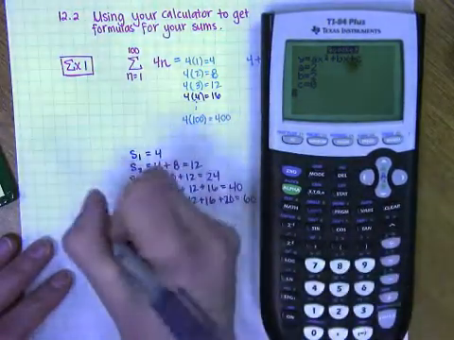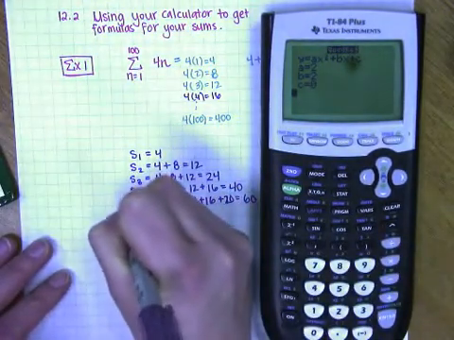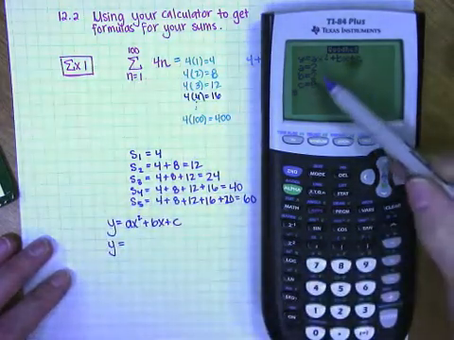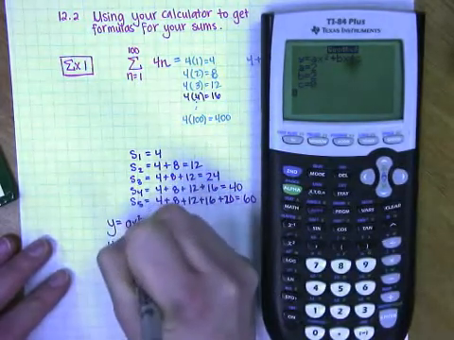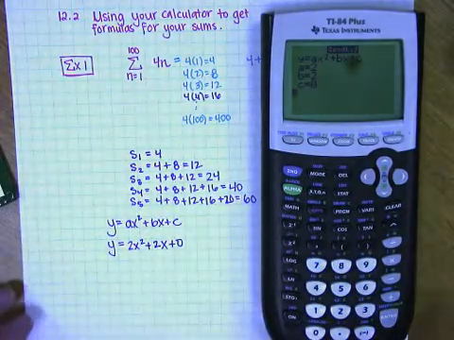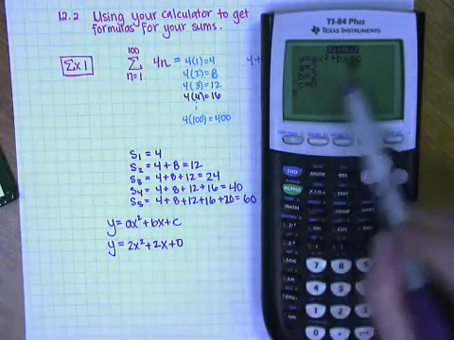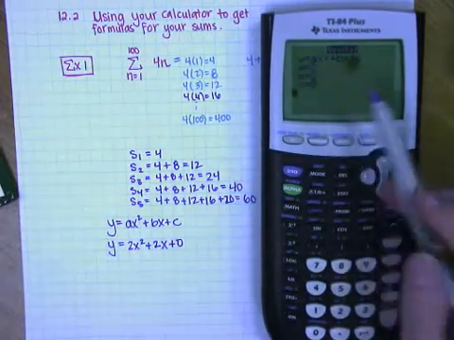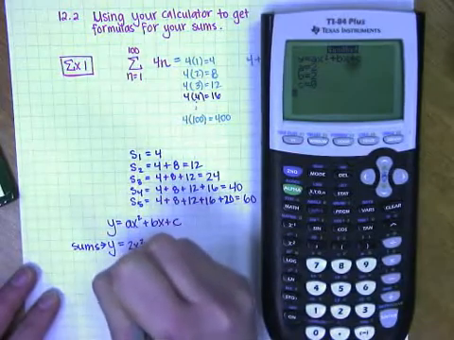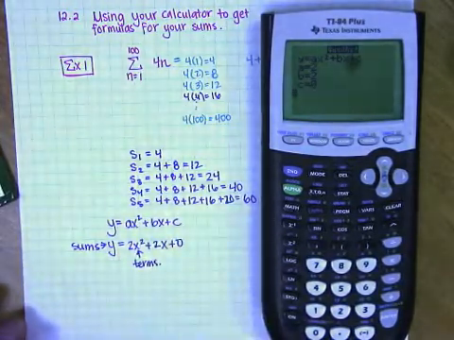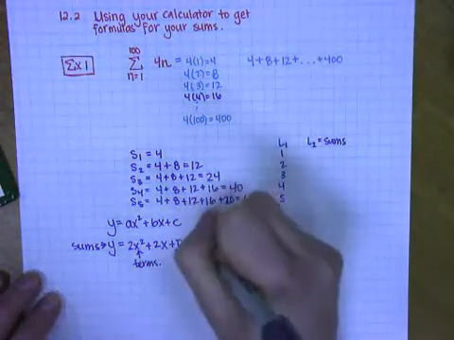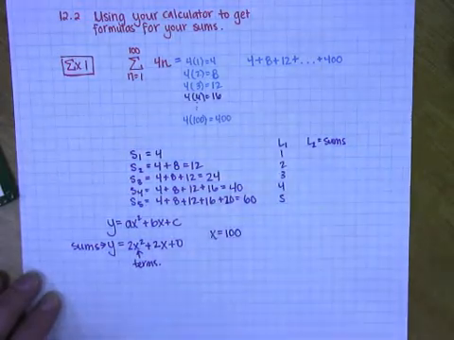So on your paper, you're going to write down y equals ax squared plus bx plus c. And then it tells you what a and b and c are. So this is 2x squared plus 2x plus 0. And now, this formula is going to give me my sums. So this formula is for the sums, and the x's are the terms. It's like giving me the 100th term. So if I wanted to find the sum of the first 100 terms, all I would have to do is let x equal 100 and plug that in.